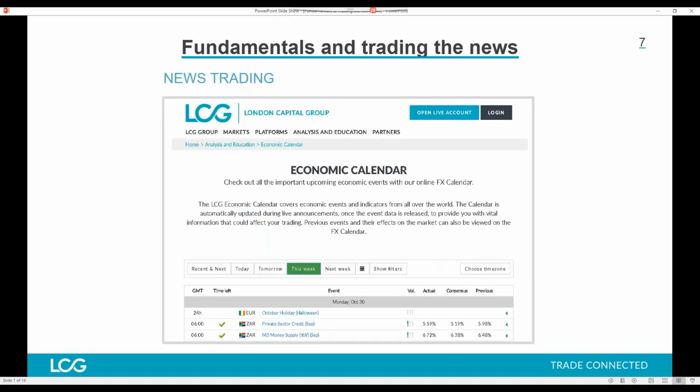This is where you can find the economic calendar on the LCG website. It's just under the analysis and education section, and there's a specific section there for the economic calendar, and it's a pretty useful page. You can set it up for this week, next week, add filters on countries, add filters on different types of data, and it all comes out as the data is released.